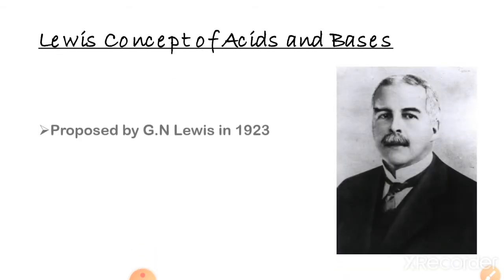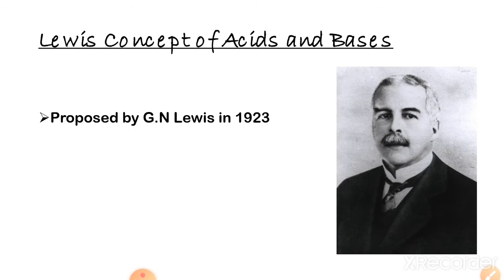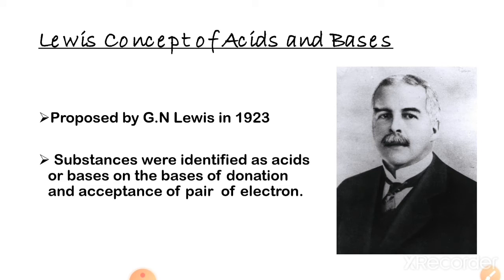This concept was proposed by G.N. Lewis in 1923, and in this concept, substances were identified as acids or bases on the basis of donation and acceptance of the pair of electron. In the Bronsted-Lowry concept, substances were identified on the basis of donation and acceptance of proton. In the Lewis concept, substances are identified as acids or bases on the basis of donation and acceptance of an electron pair.